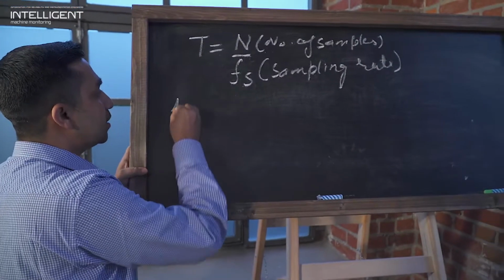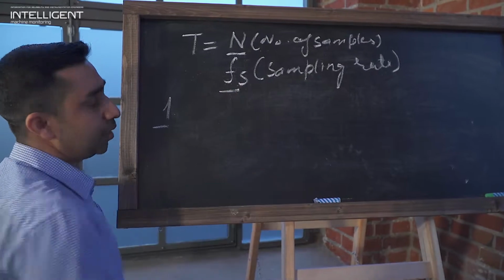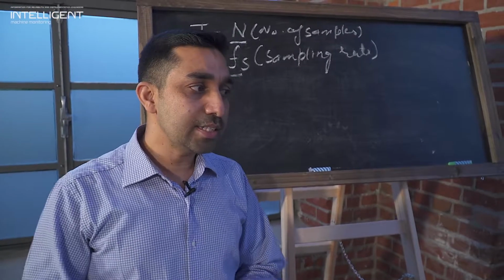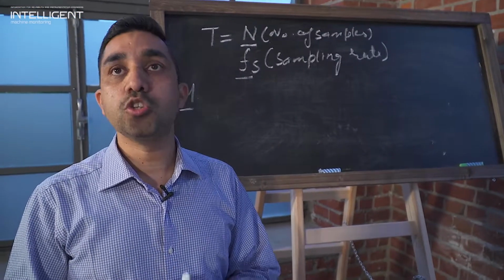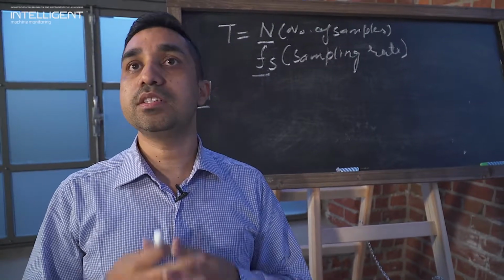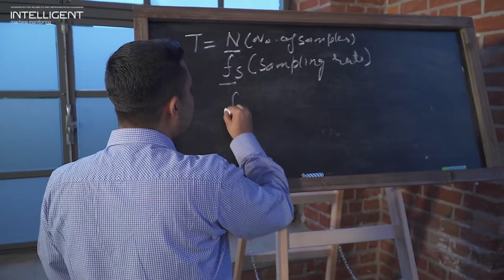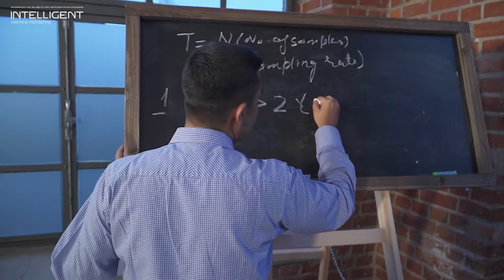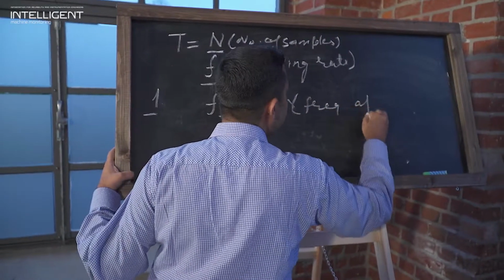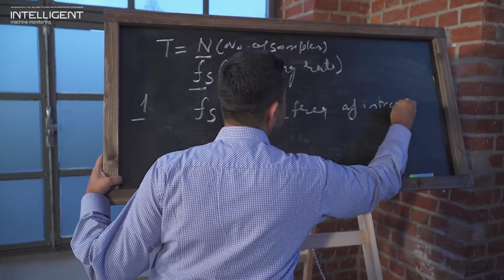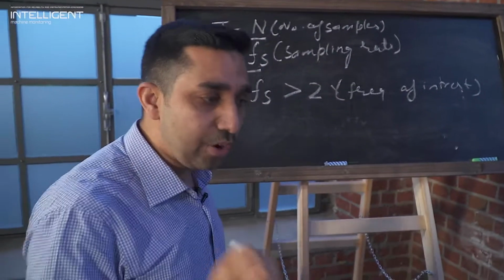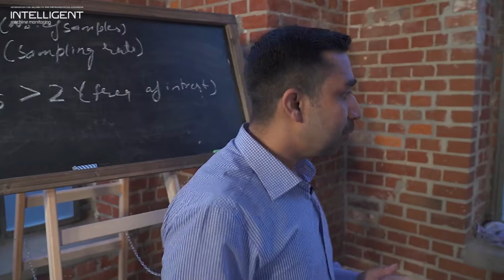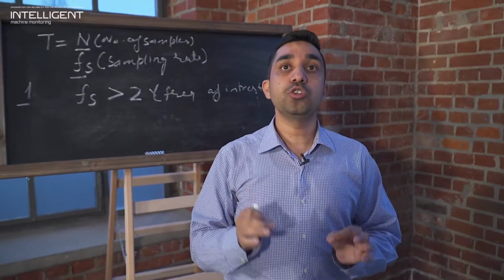So the first rule is for sampling rate, that it is the Nyquist theorem and it is known by most of you guys. It says that your sampling rate should be greater than twice the frequency of your interest. It means your sampling rate is greater than twice the frequency of interest. So this is the first rule. It is a very, very important rule. To avoid aliasing, you should follow this rule.